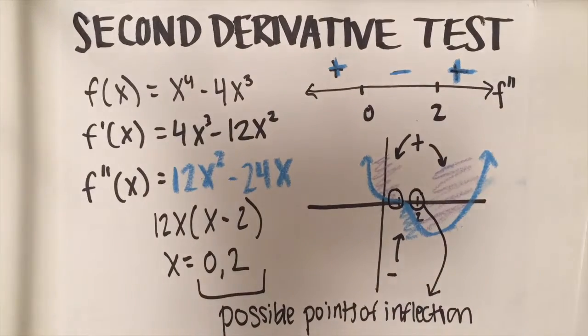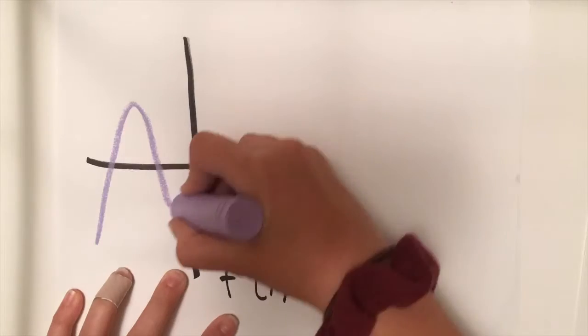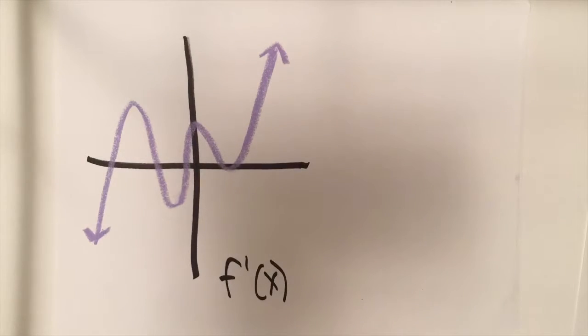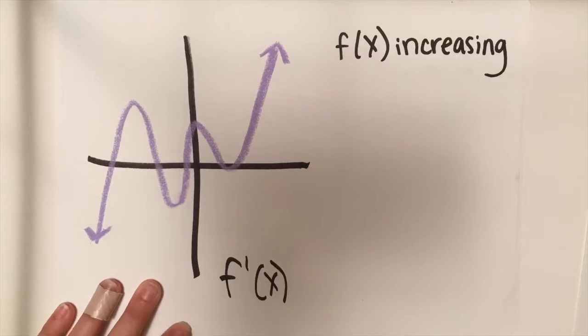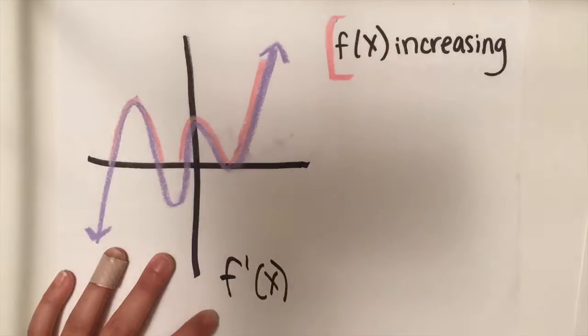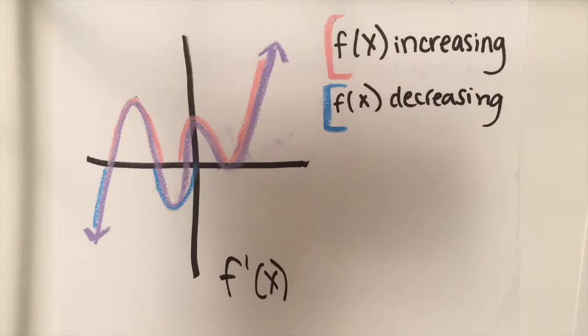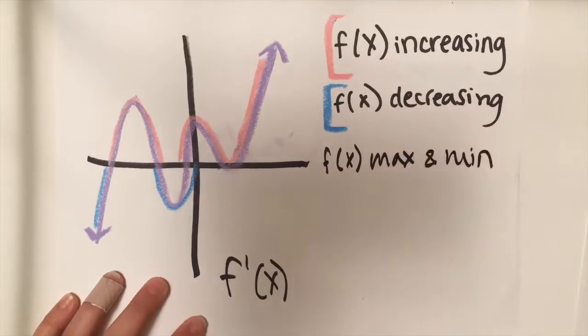We can apply what we now know when looking at the graph of a derivative, which is what you will usually be doing in calculus. If we are looking at f prime of x, we know that f of x is increasing anywhere where the derivative is positive or above the x-axis. Therefore, f of x is decreasing anywhere where f prime of x is negative or below the x-axis.